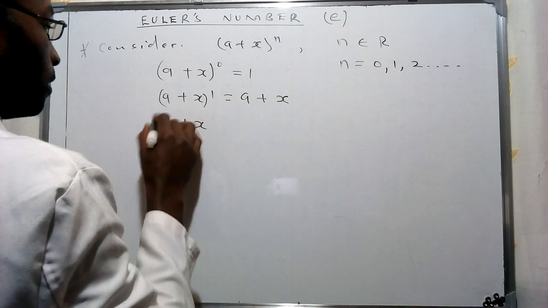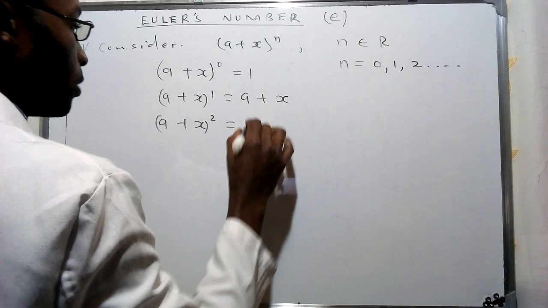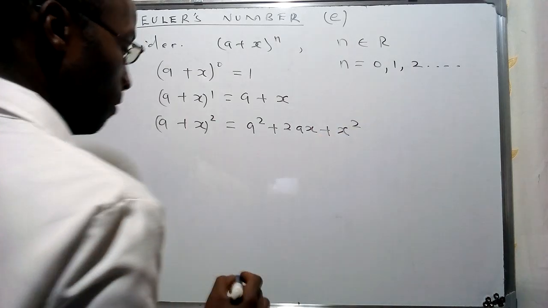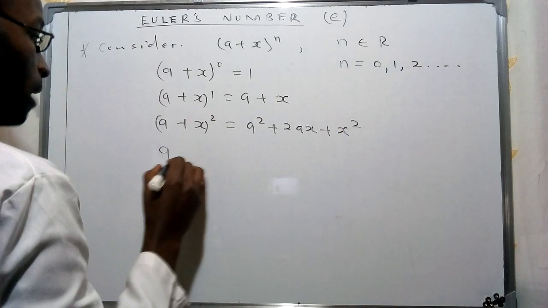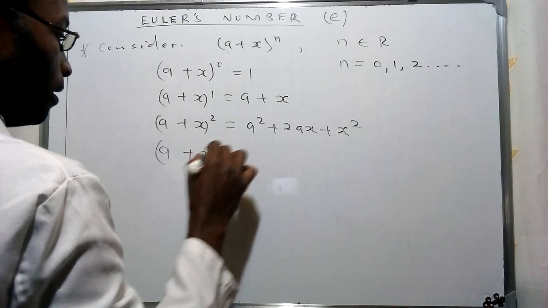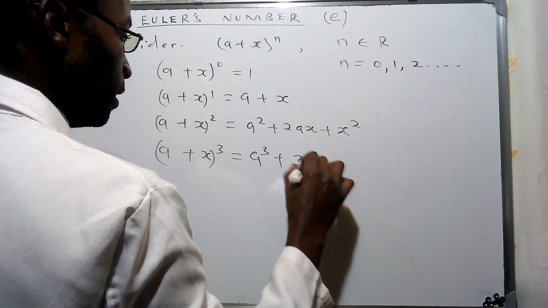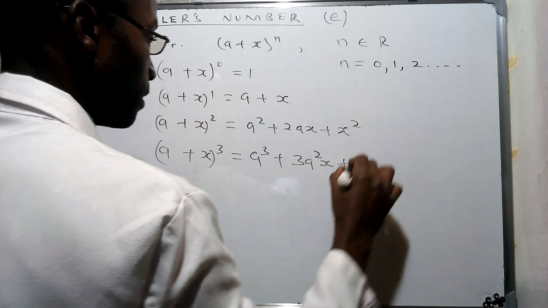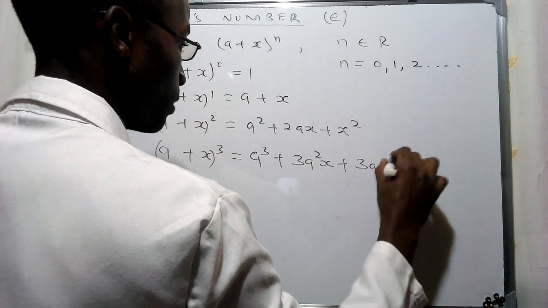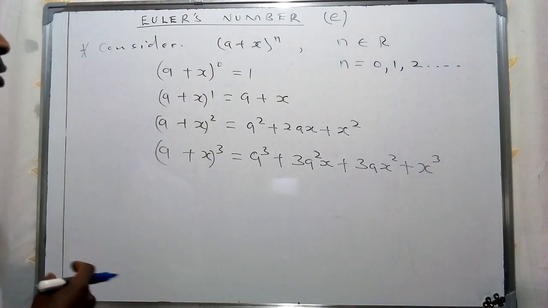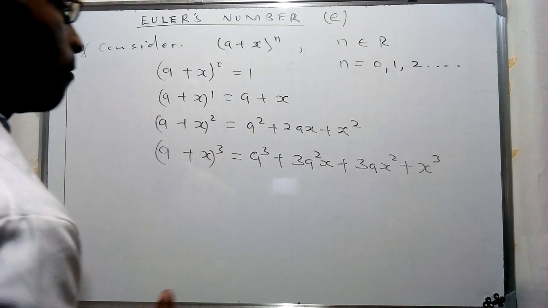And of course, if we increase this power to 2, this is going to give us a squared plus 2ax plus the square of x. And perhaps we can consider the last one for a + x raised to the power of 3, which is equivalent to a cubed plus 3a squared x plus 3ax squared plus the cube of x, given as such. And these are going to form a range of values with different coefficients.